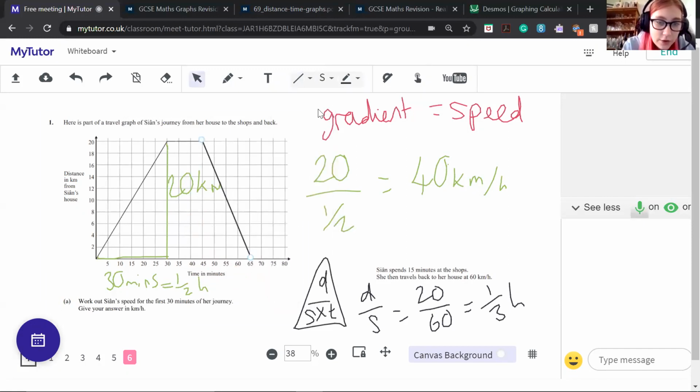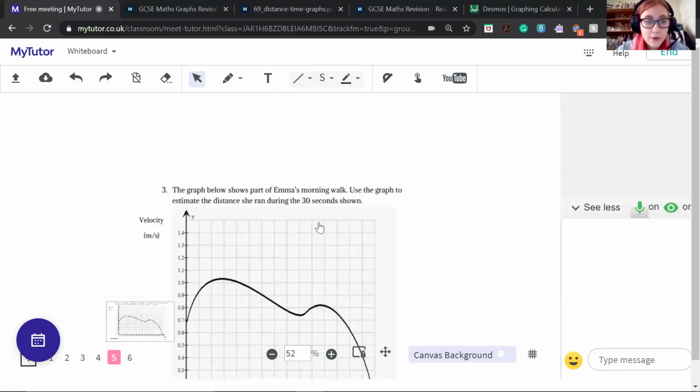So then we just draw that on. And there you go, that's completed the graph. So hopefully that makes sense. Let me know if you want me to go over another distance time one. But I'm going to quickly go over this one here.